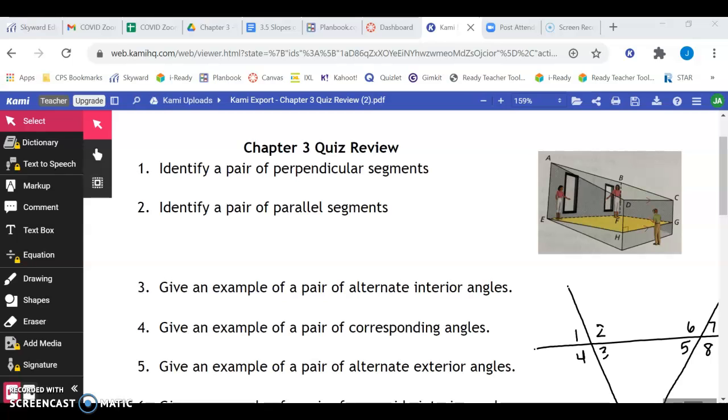All right, so for the Chapter 3 quiz review, I'm going to go over these questions. Make sure you take notes so you have them for your quiz when you take it today.